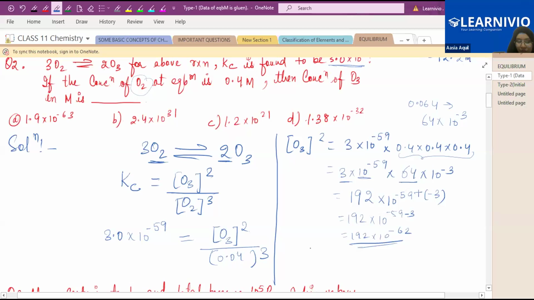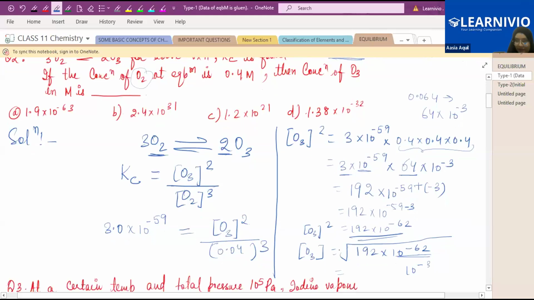Okay. Now, what are you supposed to do? This is the value of O3 square. Now, when you take this square to the right side of the equal sign, what happens? It will become under root, right? So the concentration of O3 will be equal to under root of 192 multiplied by 10 raised to the power minus 62. Now this minus 62 will become 10 raised to the power minus 31.